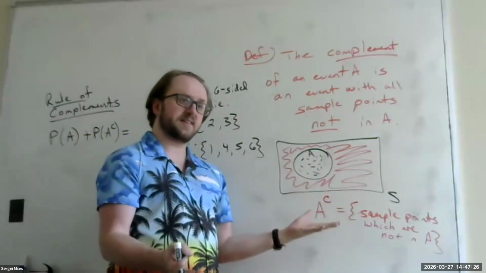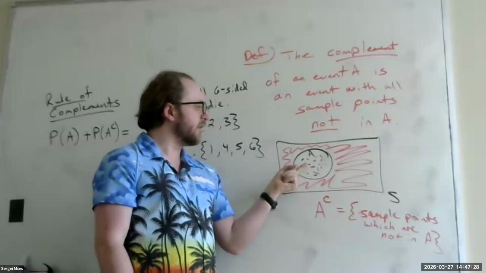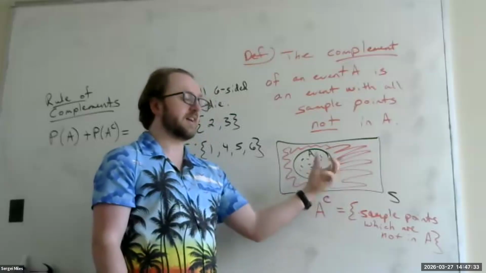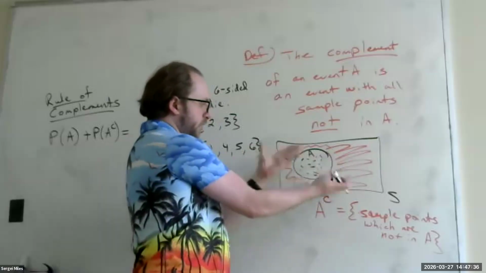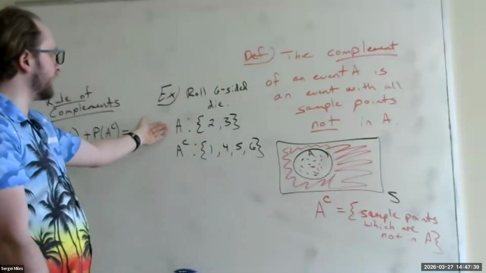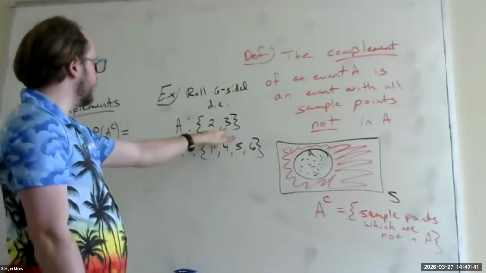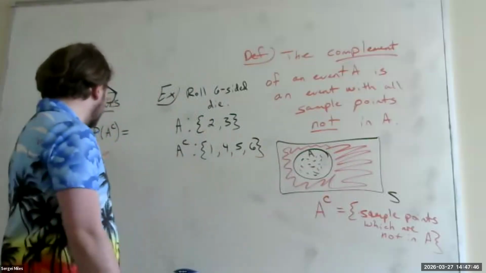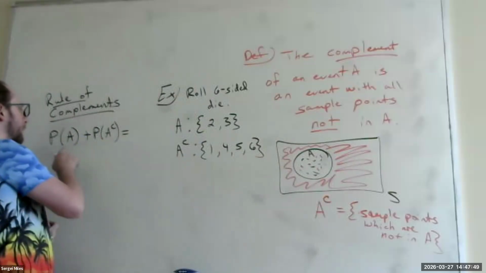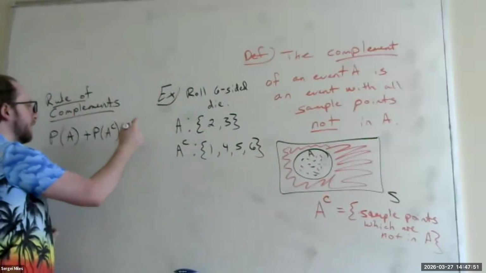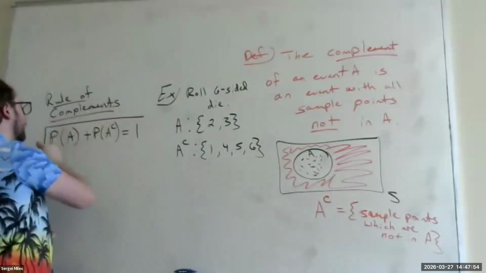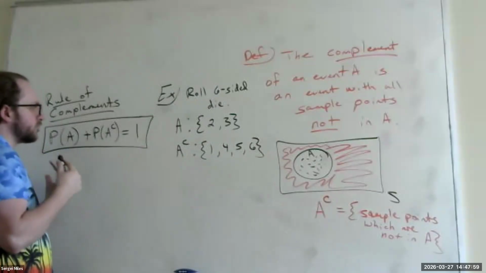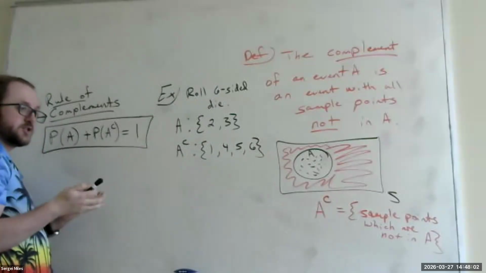Everything in my sample space is either inside of A, or if it's not in A, then it's inside of A complement, right? Every single point is in one of these two sets. Same thing here with the six-sided die question. I have these points here which are in A, and then everything else is A complement. So what's nice about this is that the probability of an event plus the probability of its complement is always equal to 1.